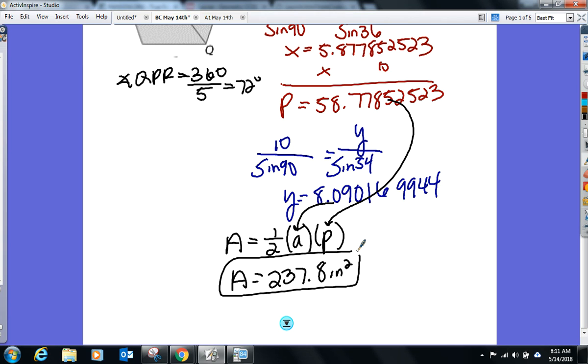All right, the area of the octagon on the next one, and that segment of 8 inches is perpendicular to the side. I'll tell you that right off the bat. The area of the octagon is 212.1.